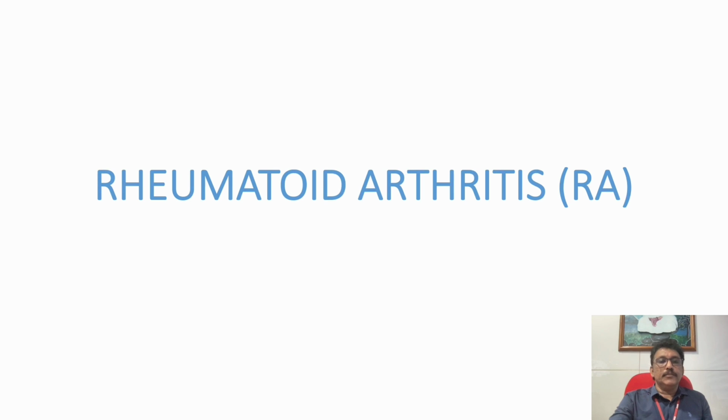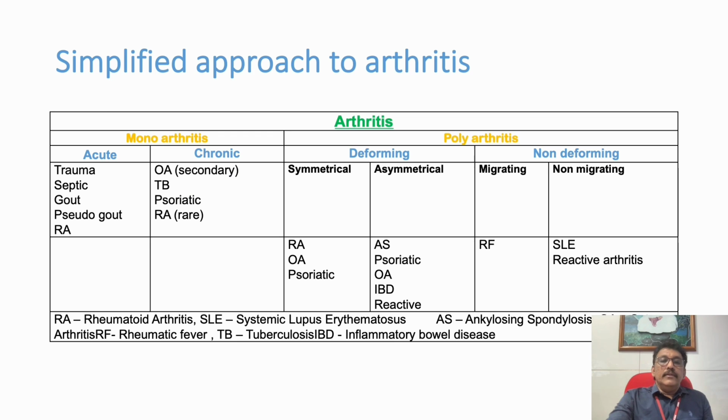Today let us discuss rheumatoid arthritis. When we discuss rheumatoid arthritis, we should know the classification of arthritis. Basically, joint problems are divided into arthralgias and arthritis. Arthritis means inflammation of joint. In that, again you have monoarticular joint inflammation and polyarticular joint inflammation.